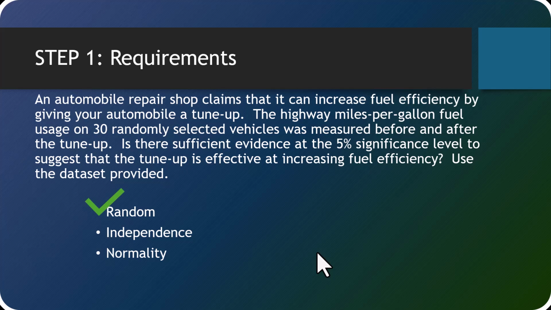First of all, random. We know that we have randomly selected vehicles. We are being told that. Independence: we're going to have to assume here that my after measurement is not dependent on our before measurement, that they're completely independent and unrelated. And we have a sample size of 30, so we can use the central limit theorem to assume normality.